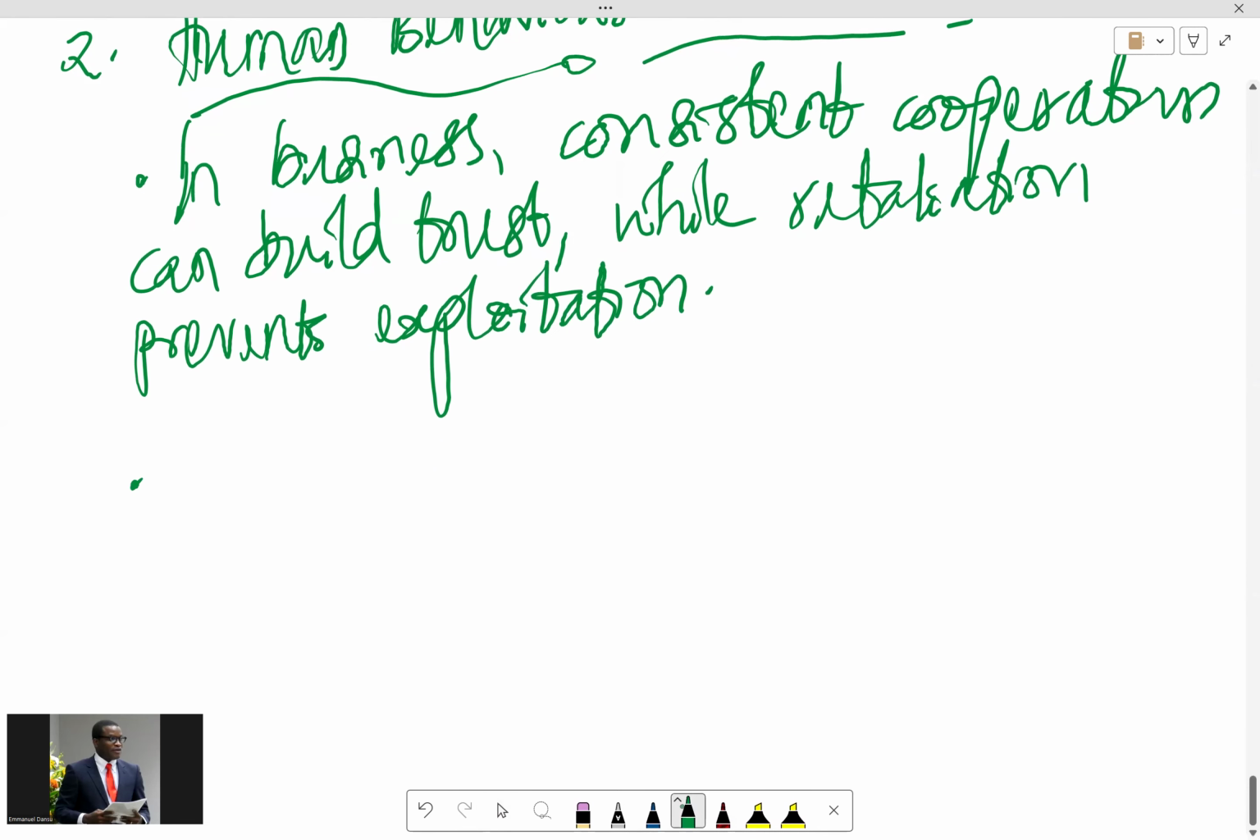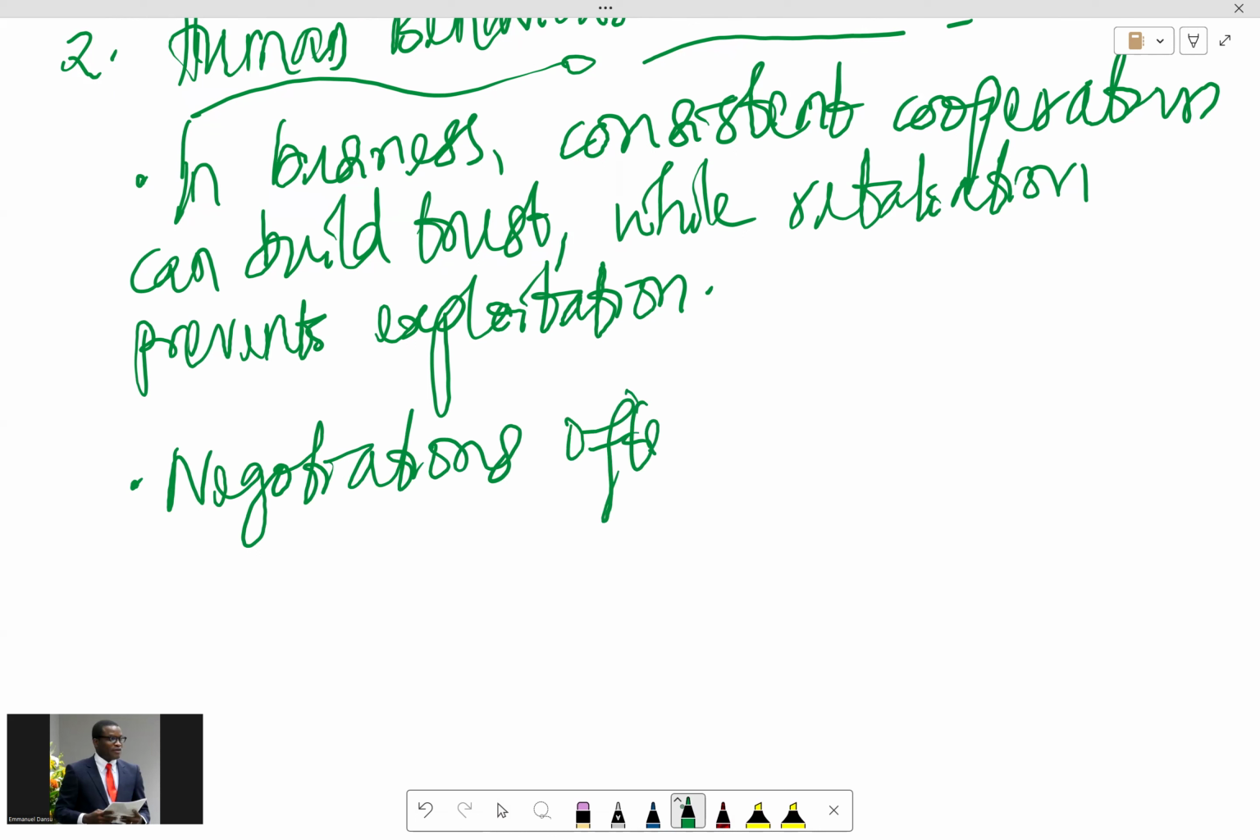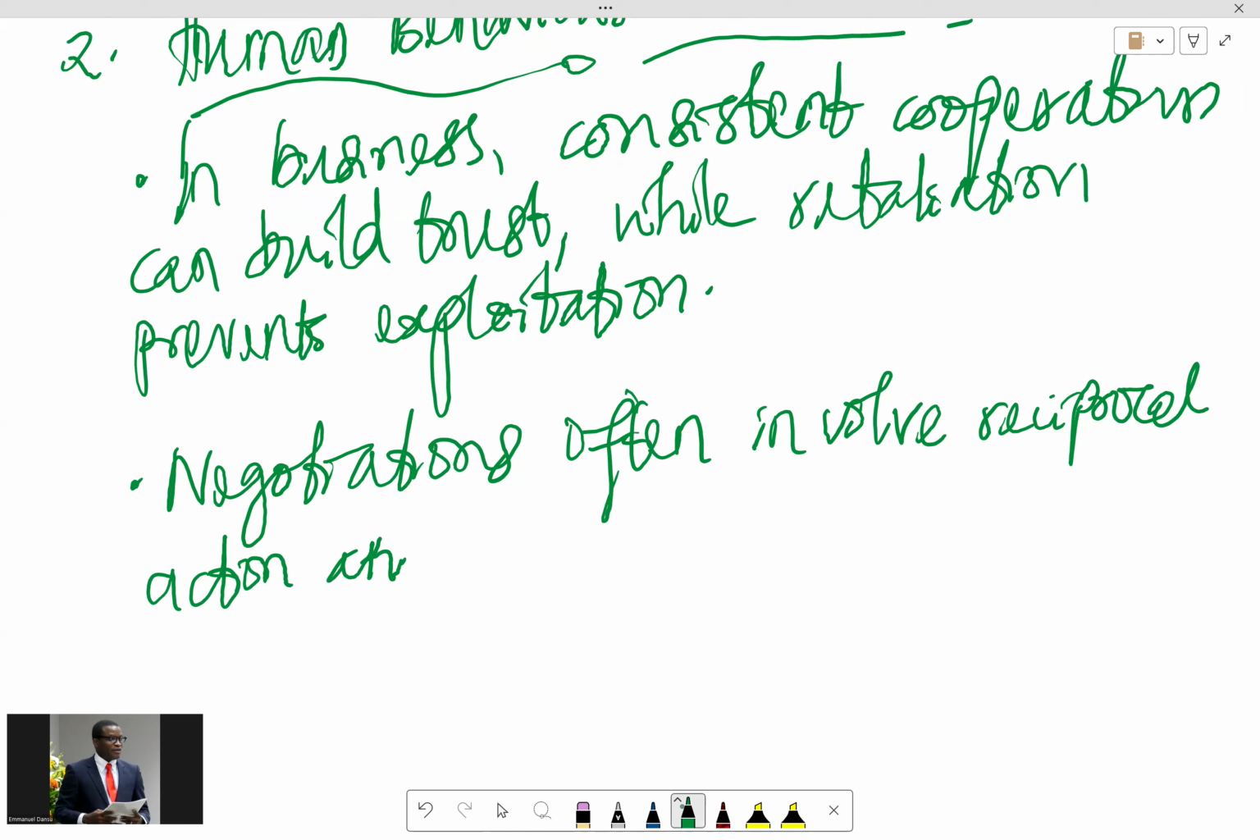Then we see that negotiations often involve reciprocal actions similar to, akin to tit for tat.